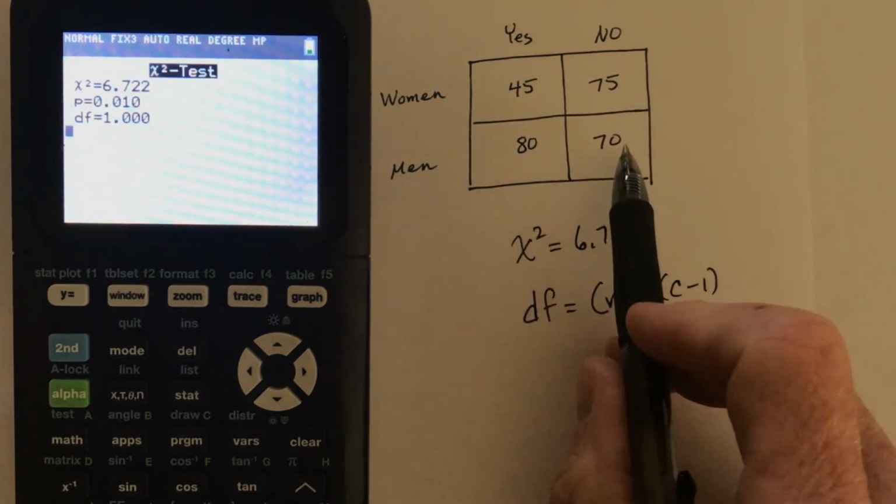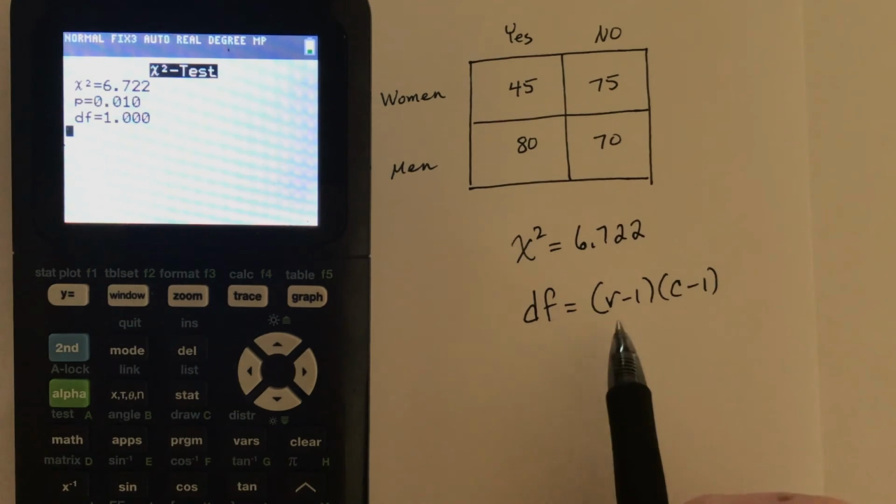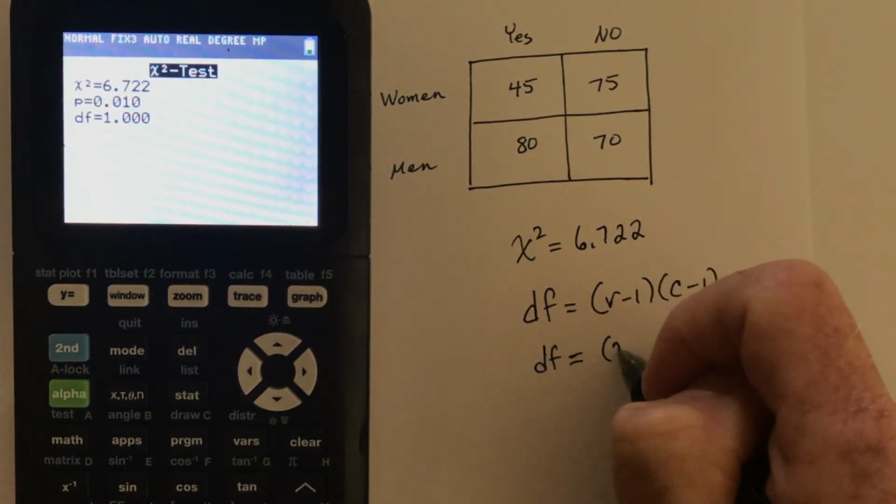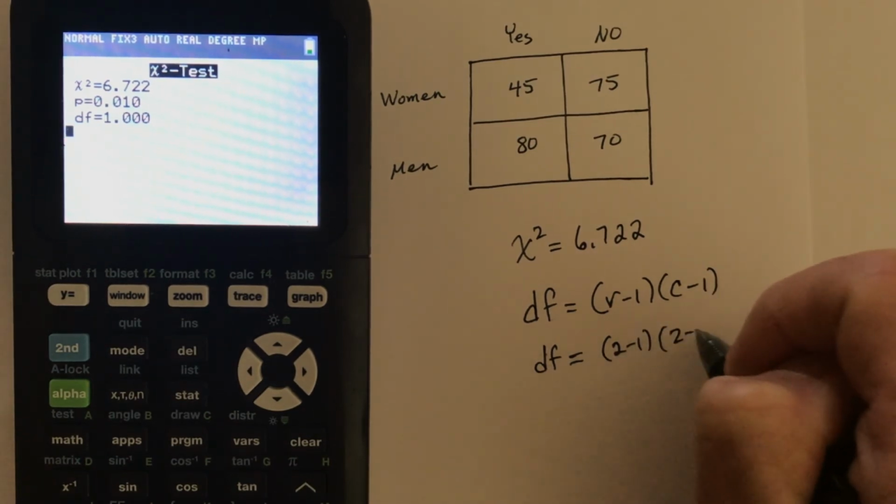And degrees of freedom is the number of rows minus 1 times the number of columns minus 1. Well, this has 2 rows and 2 columns. So this is going to be, degrees of freedom is 2 minus 1 times 2 minus 1.